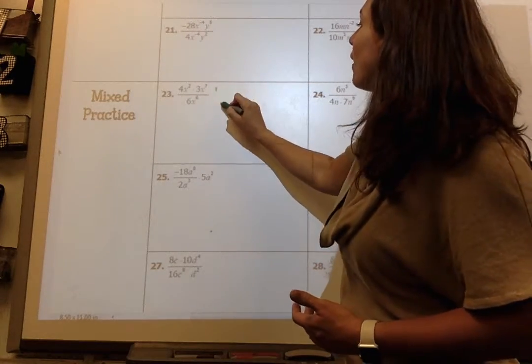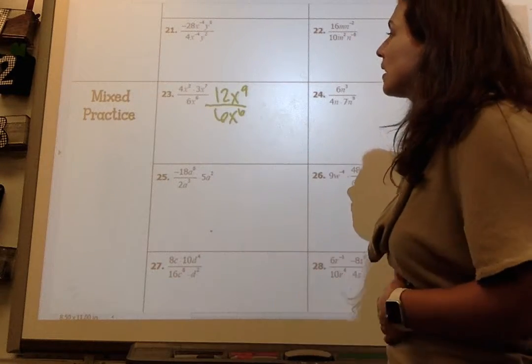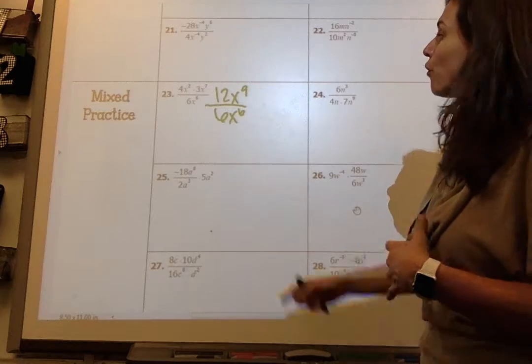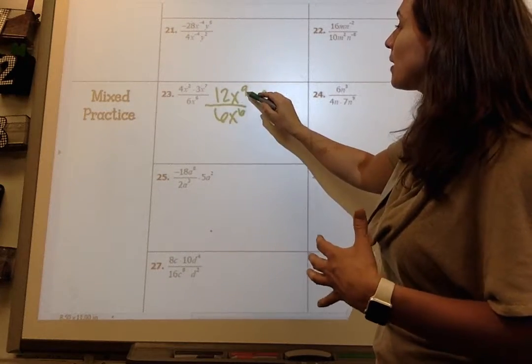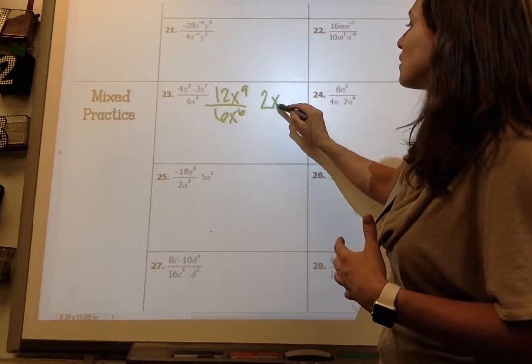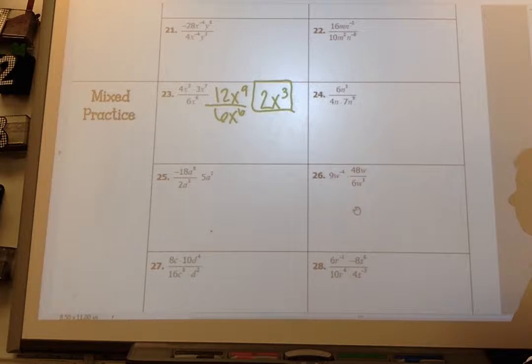So here I have 12x to the 9th over 6x to the 6th. I can simplify this even further by dividing. 12 divided by 6 is 2. I subtract my exponents. 9 minus 6 is x to the 3rd. Everybody's positive, so that remains my final answer.